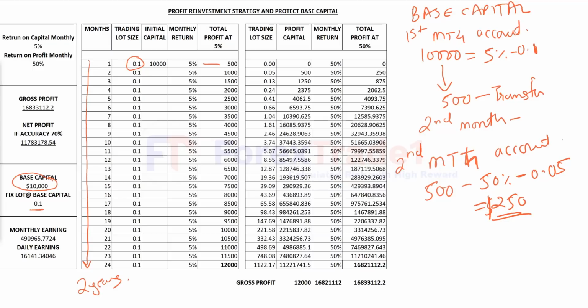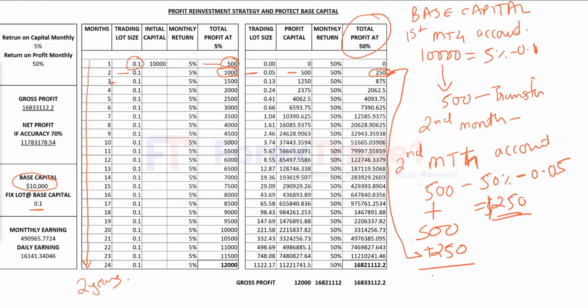So this is what we are trying to explain. In the second month you are trading with your $500 capital, and your total profit at the end of the second month is $250. What will happen now? At the beginning of the third month, you have the total profit of $1,000 from the first account. Again, your $500 you will transfer here, plus this $250.